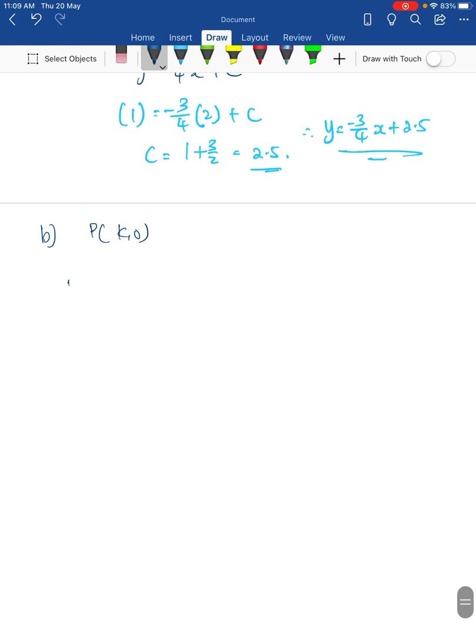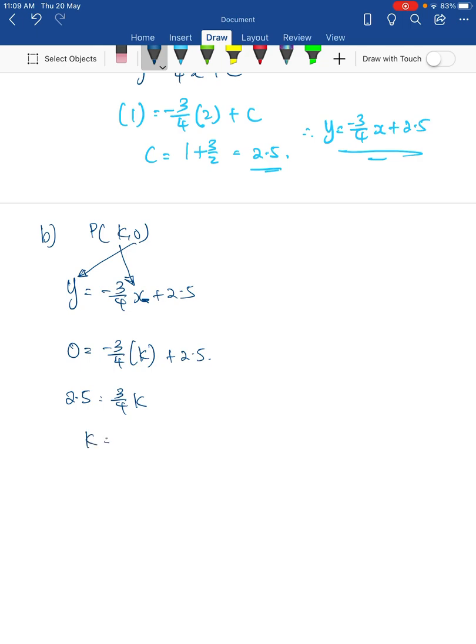The equation is y equals minus 3 over 4 x plus 2.5, right? So we sub in the k here and the 0 here. So 0 equals minus 3 over 4 times k plus 2.5. Therefore we bring across: 2.5 equals 3 over 4 k. k equals 2.5 divided by 3 over 4, which equals 10 over 3. We can leave it as 10 over 3 because we want the exact value, so don't round off.